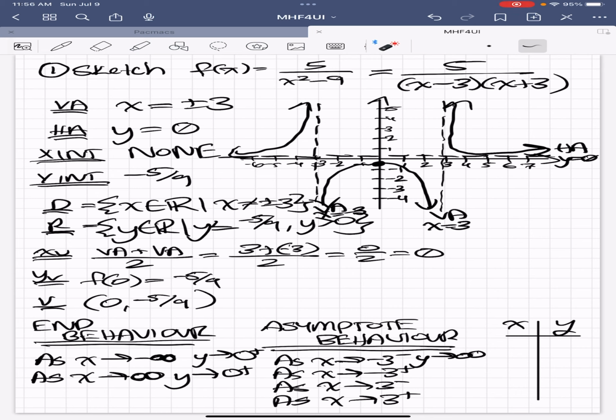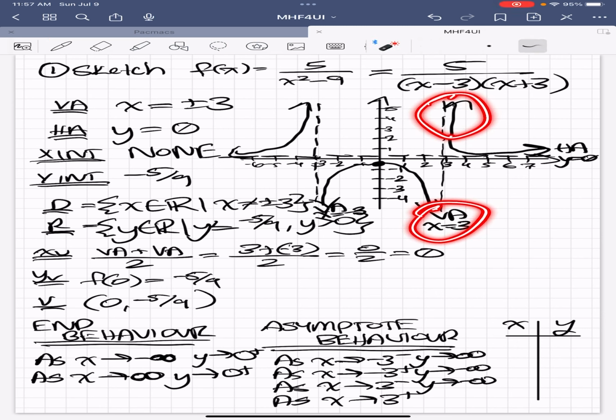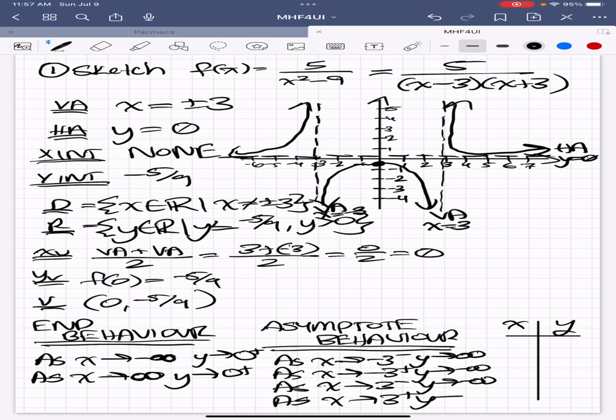As it approaches the VA from after the VA, I see it going down, so it's going to be negative infinity. As it approaches the second VA from before, I also see it going down, so it's going to be negative infinity. And as it approaches the VA from after the VA, it's going up, so it's going to be positive infinity. So there's our asymptote behavior and our end behavior for the graph that we just created.